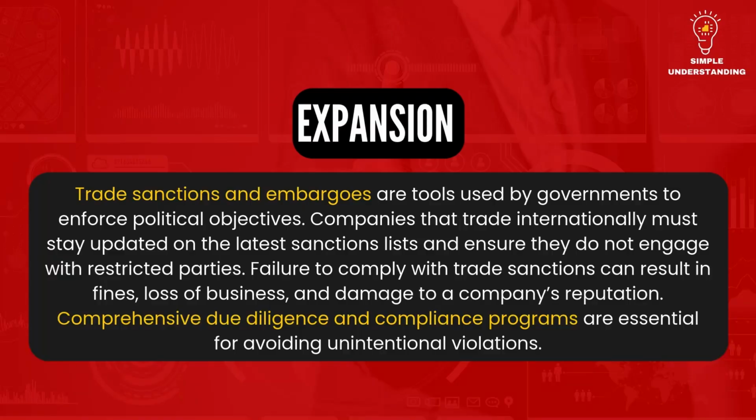Expansion. Trade sanctions and embargoes are tools used by governments to enforce political objectives. Companies that trade internationally must stay updated on the latest sanctions lists and ensure they do not engage with restricted parties. Failure to comply with trade sanctions can result in fines, loss of business, and damage to a company's reputation. Comprehensive due diligence and compliance programs are essential for avoiding unintentional violations.